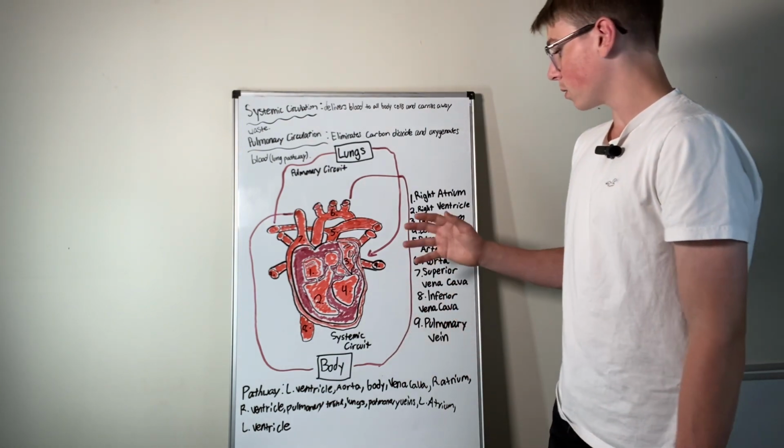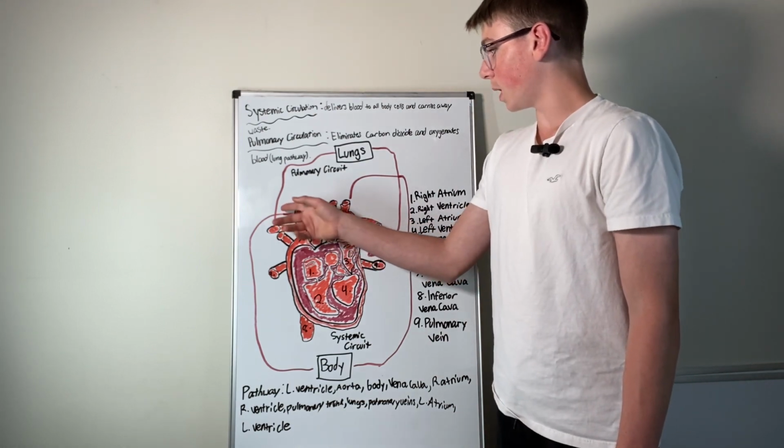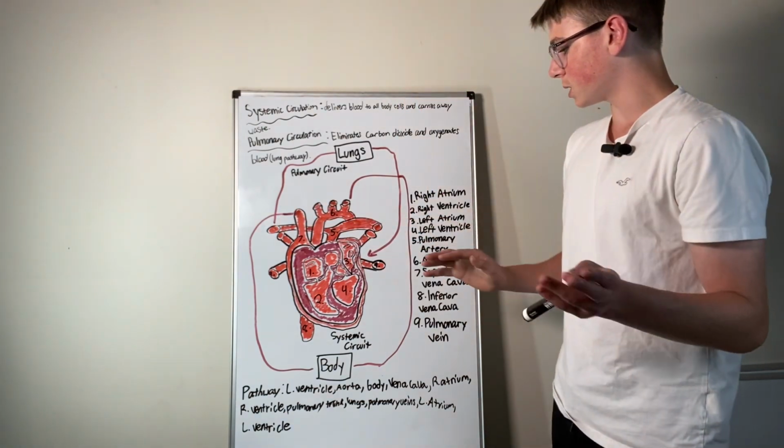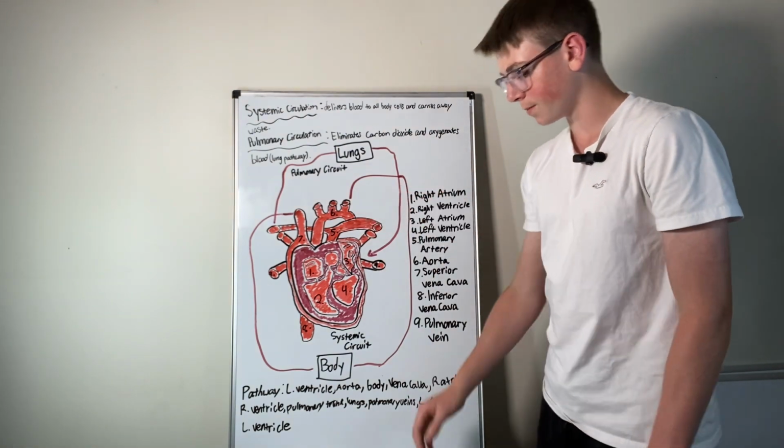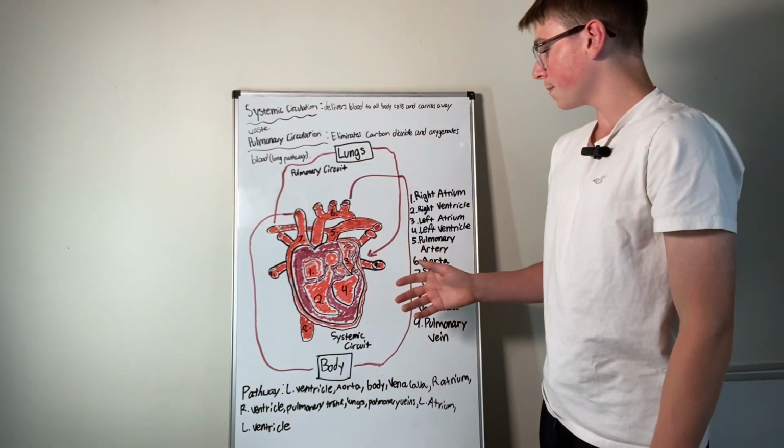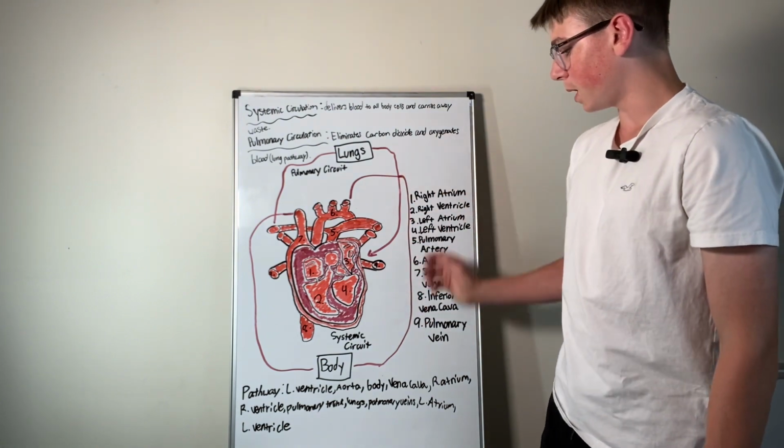So what do we do? Well, we take blood. First, we'll start by giving it out to the body. So we give blood out to the body using the aorta. Then, from the aorta, we are going to take that blood throughout the body.